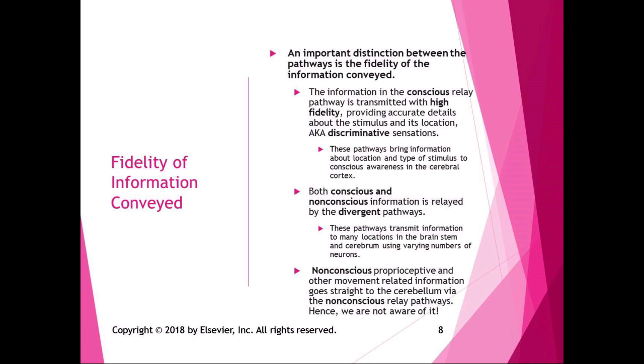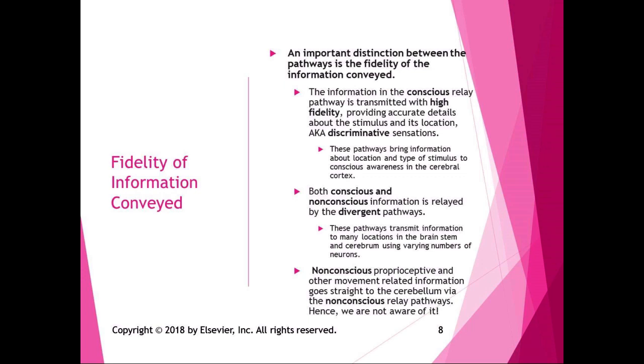The information in the conscious relay pathway is transmitted with high fidelity, meaning it provides accurate details about the stimulus and its location. We refer to these as discriminative sensations. These pathways bring information about the location and type of stimulus to conscious awareness in the cerebral cortex. That's why it's called the conscious relay pathways.